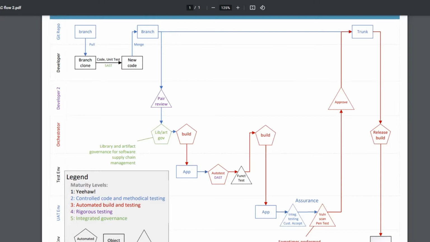The orchestrator plus seems to be in blue, which means they would put the app on Git. It would go to the auto test. There's a functional test in black, which is the test environment. Triangle is a manual process. And then automated processes is in, I forgot what this thing is that has five corners.